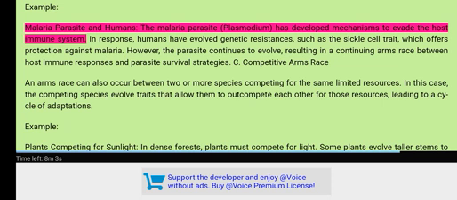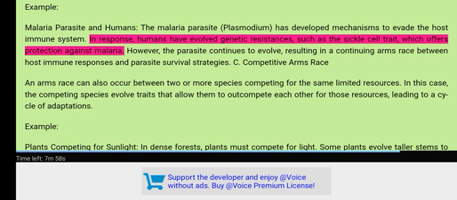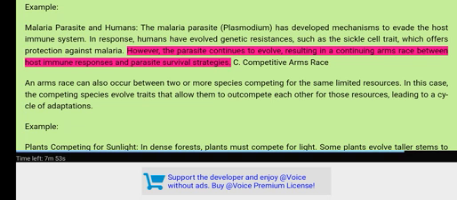Malaria parasite in humans. The malaria parasite Plasmodium has developed mechanisms to evade the host immune system. In response, humans have evolved genetic resistances, such as the sickle cell trait, which offers protection against malaria. However, the parasite continues to evolve, resulting in a continuing arms race between host immune responses and parasite survival strategies.